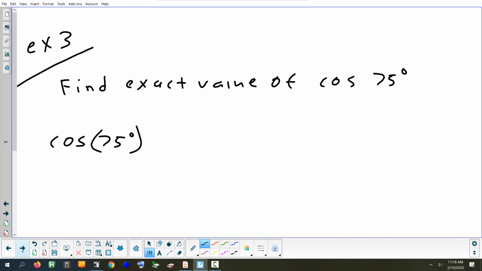So what we're going to do now is find the trig value of another function that's a multiple of 15, but this time we're going to do 75. And I would like to try it as a sum. Pretty much anything you can do as a sum, you can do as a difference. So there's two ways to do this problem. But let's try it as a sum.